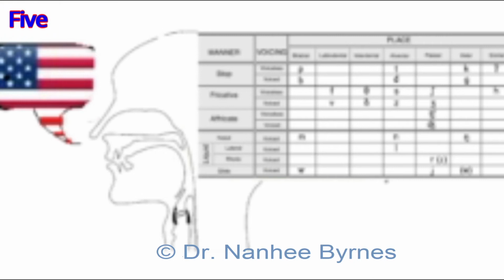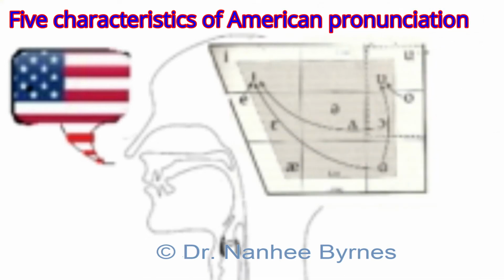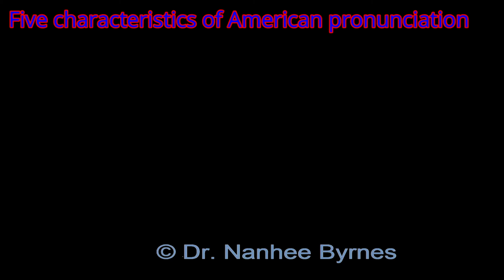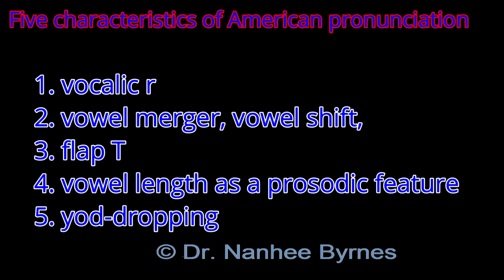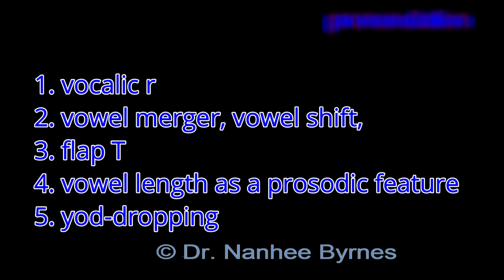In the previous episode, we learned how the standard American English came about. In this episode, we'll learn the prominent characteristics of the standard American pronunciation. They are vocalic R, vowel merger, vowel shift, flap T, and yod-dropping.